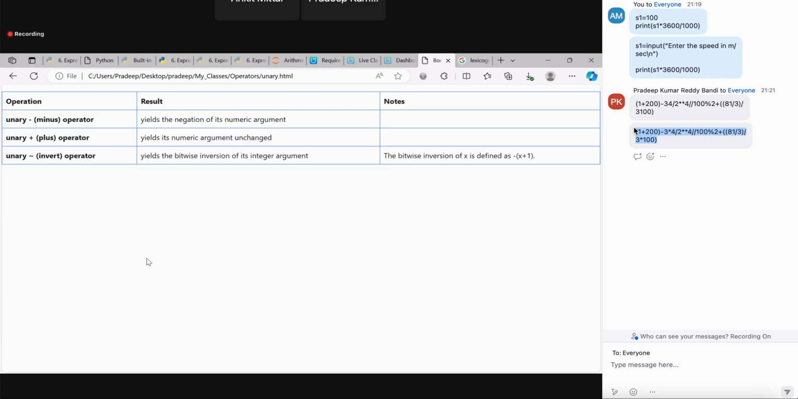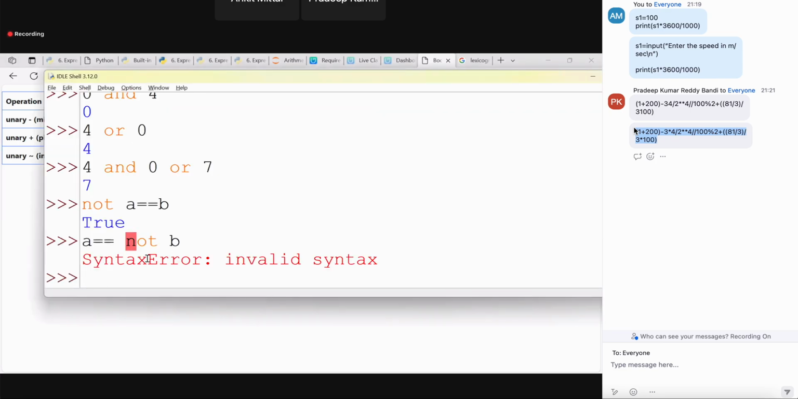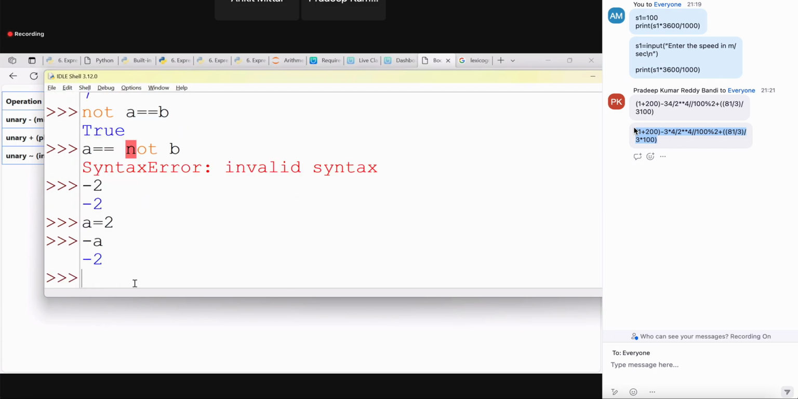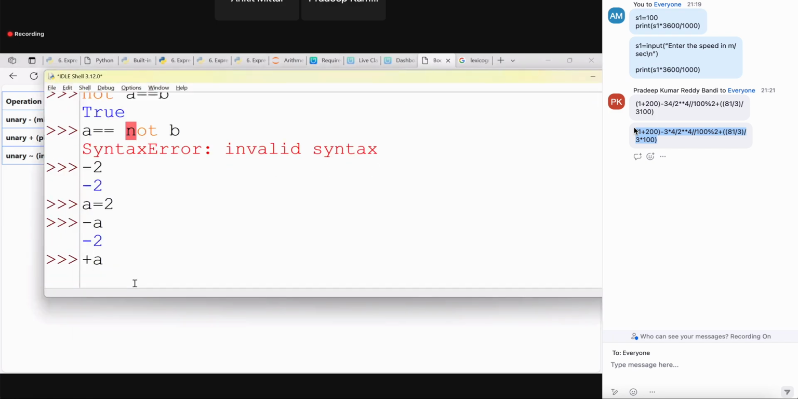Unary arithmetic operators. Unary operators are those which operate on only one operand or one argument. A simple example: minus, plus. Minus is also considered an operator. So A is equal to 2, minus A means minus 2. Minus is being applied onto 2, a single value. We are not applying it on more than one value. So these are all unary operators, minus, plus, whichever we consider.